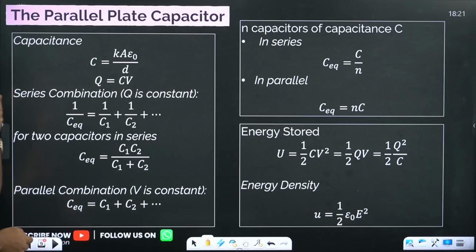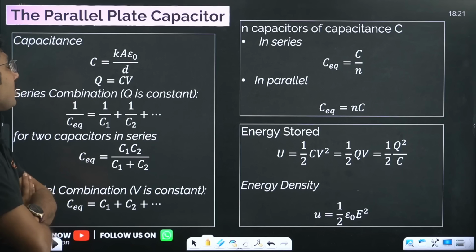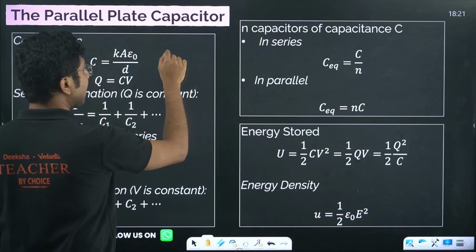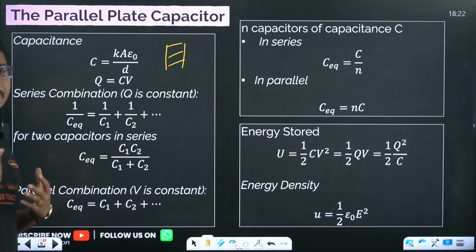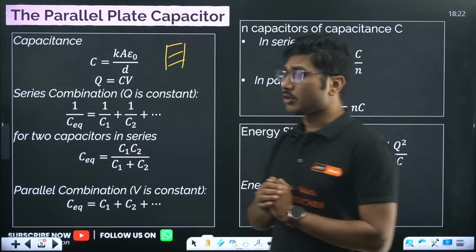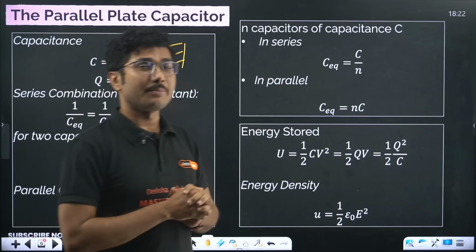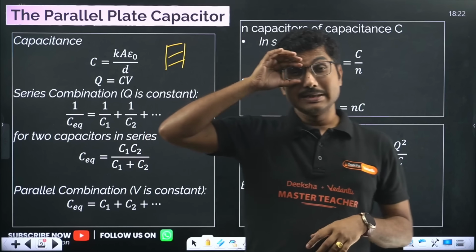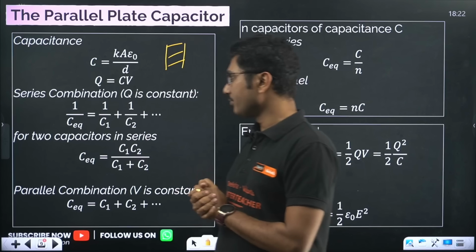Again, capacitance is also super important in COMEDK. So normal capacitance is K A epsilon naught by d. Okay, K is the dielectric constant of the medium between the capacitor plates. Capacitor-based questions are common, combination of capacitor-based questions are common, and also you need to check if part of the capacitor is filled with a dielectric medium. Some similar easy JEE-level questions do come in the COMEDK exam as well.